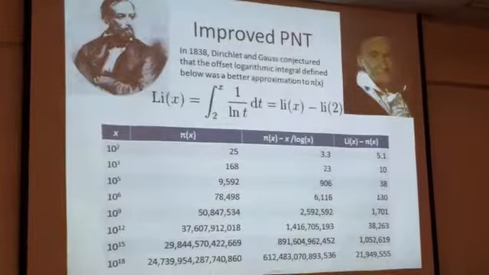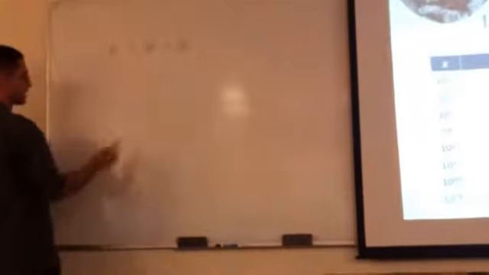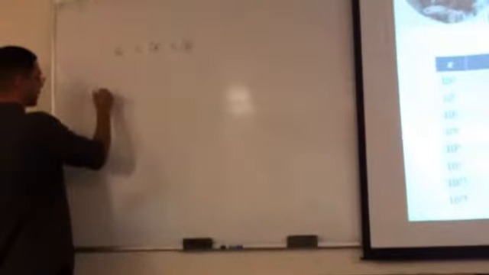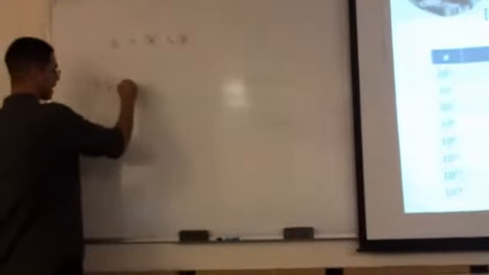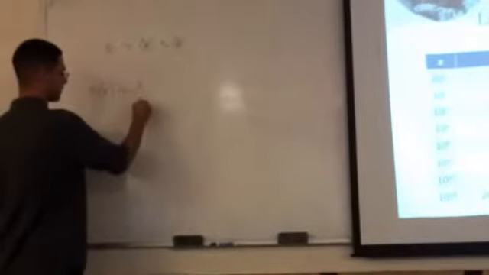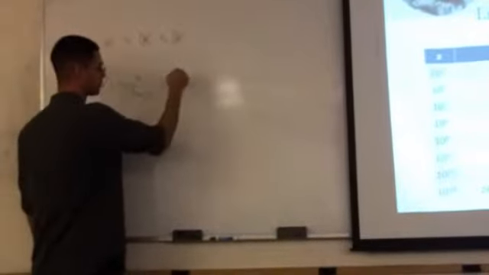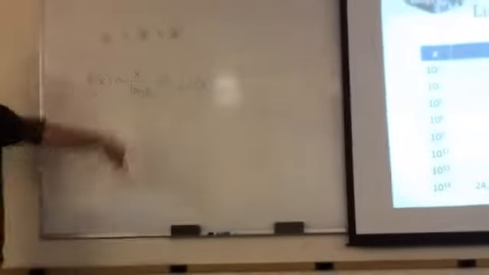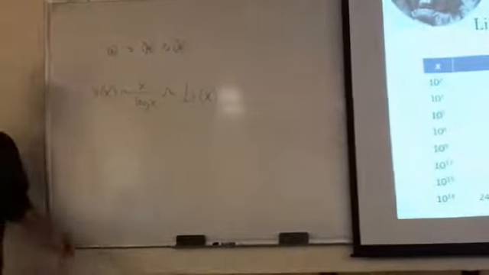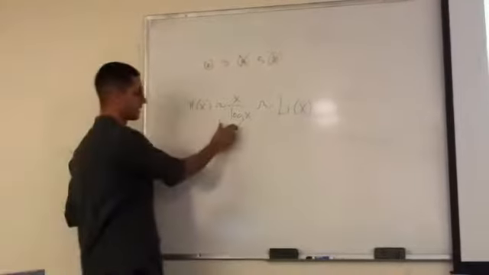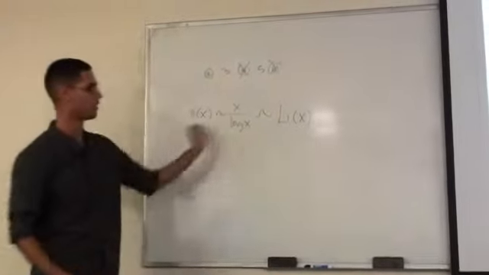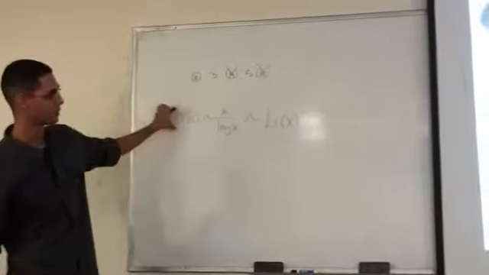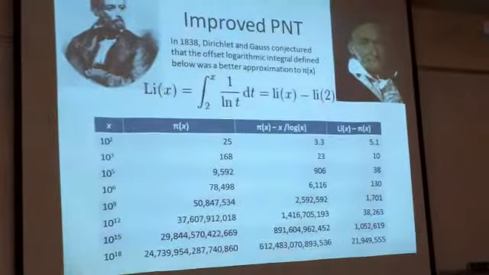So another version of the prime number theorem is just this. It concisely states that pi of x is about x over log x, which is also about the logarithmic integral of x. All of these statements are related to each other. This is now the improved prime number theorem, and you can see from the numbers why we call it that. It's a better estimate.